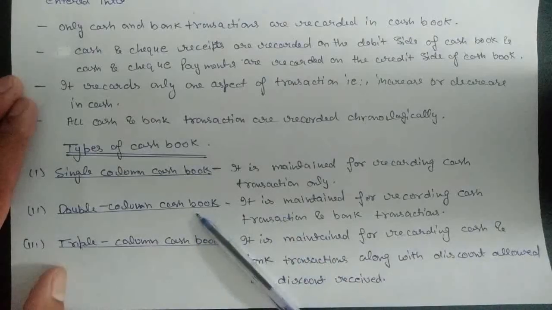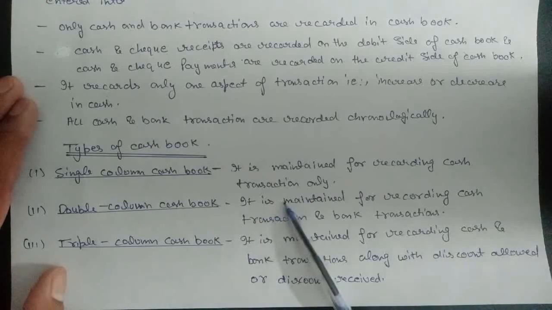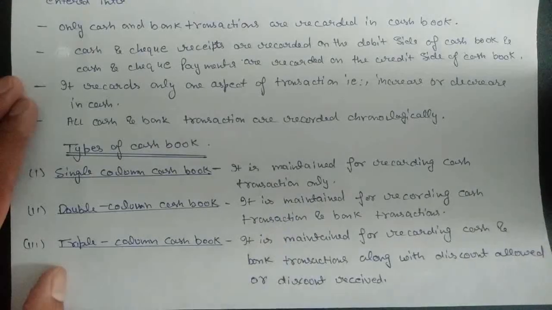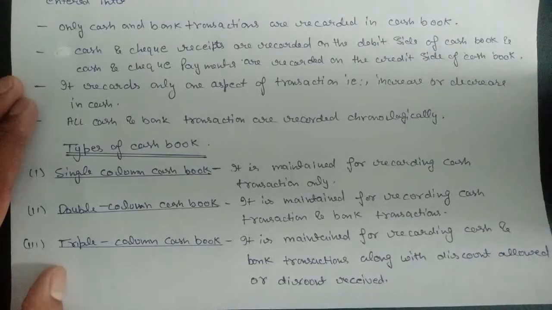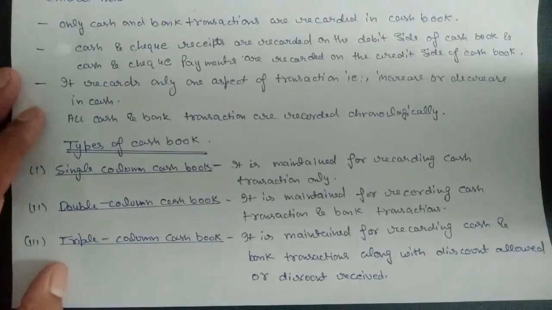Next, double column cash book. In this cash book we will maintain another account of bank along with the cash column. So we have two columns now. First is cash, second is bank. Inflow of cash we will record in cash column, and inflow of cheque, meaning inflow of bank, we will record in bank column. So now they have made a separation of columns, one for cash, other for bank. On the other side, credit side also there will be two columns, one is cash, another is bank.